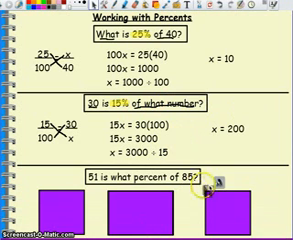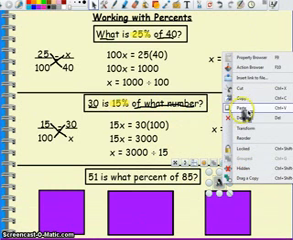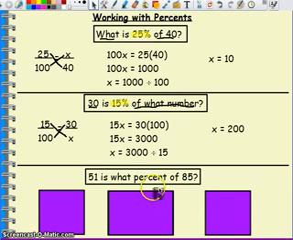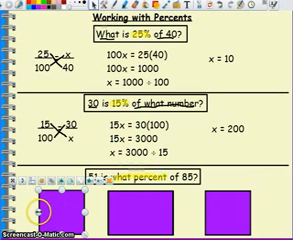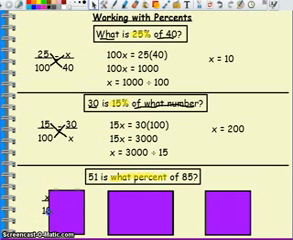51 is what percent of 85? All right, let's look for where it says percent again. In this case, it says what percent. So I don't know what the percent is. So it's some number out of 100 because percents are always out of 100. So x out of 100 is equal to something.